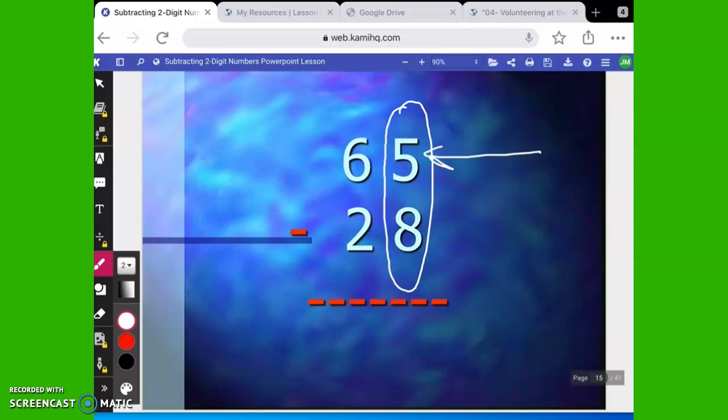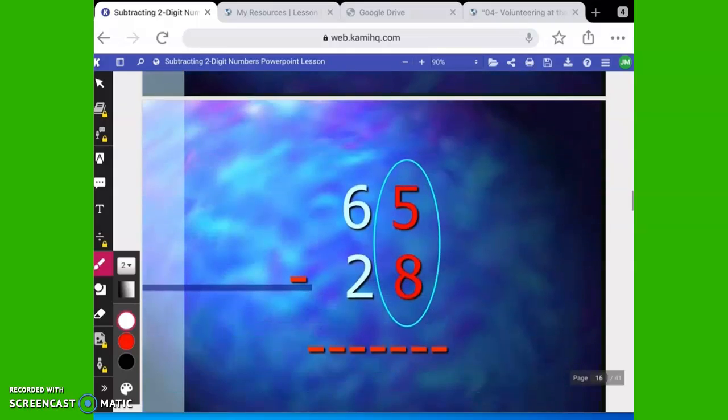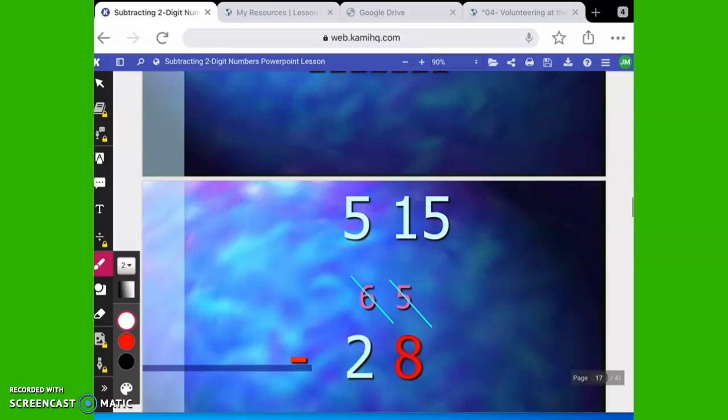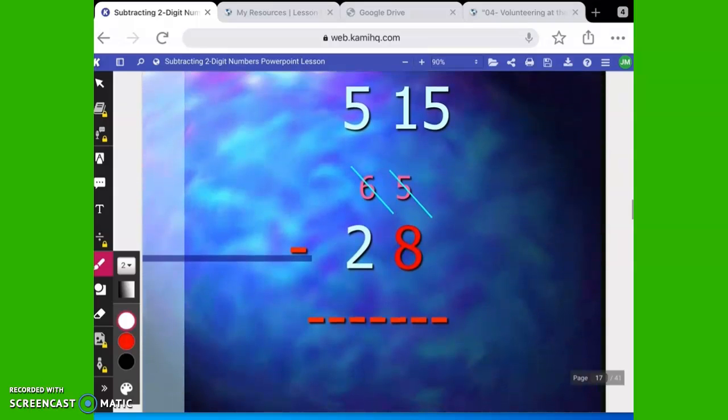Now, since 5 is not the larger number, we know that we are going to have to what? That's right. We are going to have to borrow from our tens column, tens place value. And so once we borrow, we're going to take 1 from the 6 for 5, and we're going to give that 1 that we took away from the 6 over here to make 15.